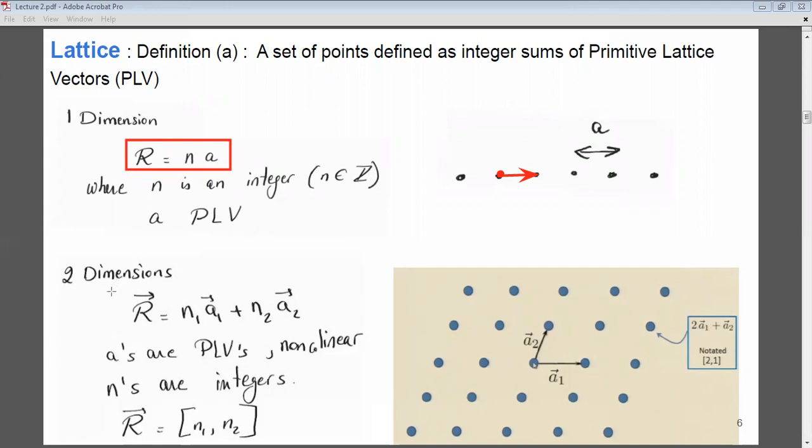Now, in 2 dimensions, this R will be N1 times vector A1 plus N2 times vector A2, where the A's are primitive lattice vectors. We will refer to them as PLVs from now on. They are non-collinear. By non-collinear, I mean A1 and A2 will not be along the same line, because if they are along the same line, I will not be able to reach other points in the lattice. And the N's are integers.